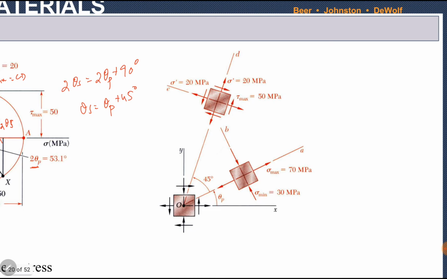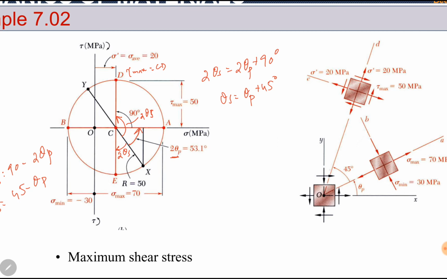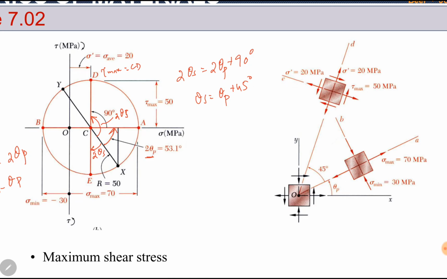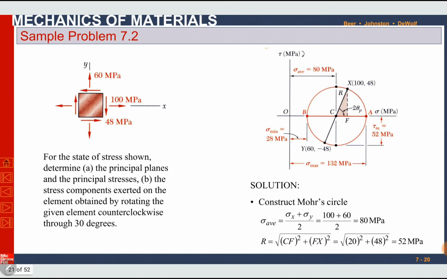We have already plotted principal stress in the previous slide. Further from theta p, adding 45 degrees, we get theta s. And here we can plot an element where tau is maximum, 50 megapascals, and normal stress is average, which is 20 megapascals. Remember that you always have to draw the elements of shear stress and principal stress after calculating them, whether it is asked in the problem or not.